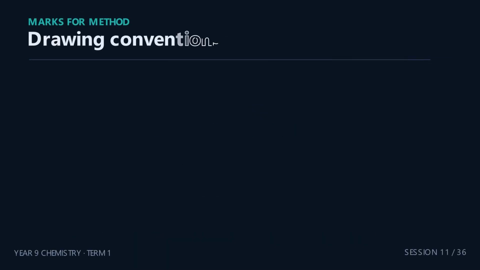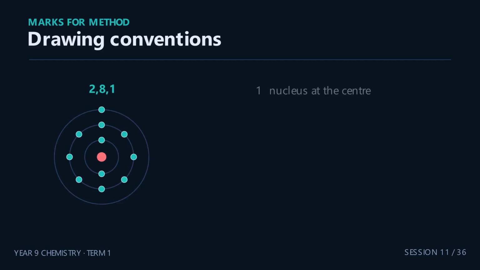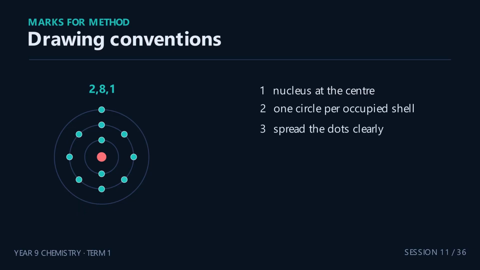When you draw a shell diagram, follow 5 conventions. Draw the nucleus at the center. Draw 1 circle for each occupied shell. Spread the electron dots clearly around each circle. Count the dots when you finish. And write the numerical configuration beside the diagram.